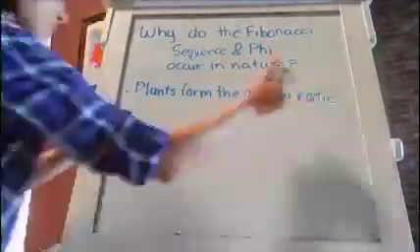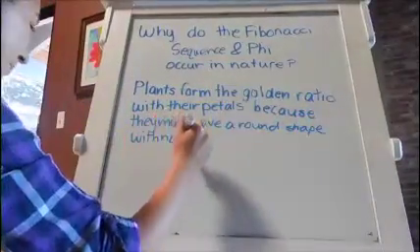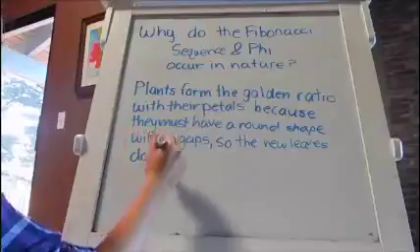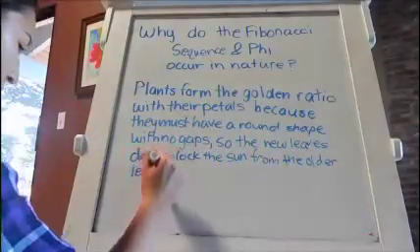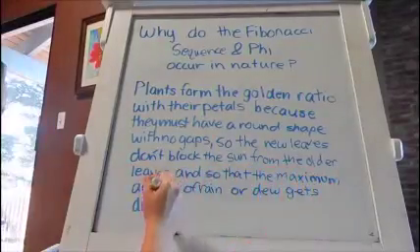Plants form the golden ratio with their petals because they must have a round shape with no gaps, so the new leaves don't block the sun from older leaves, and so that the maximum amount of rain or dew gets directed down to the roots.